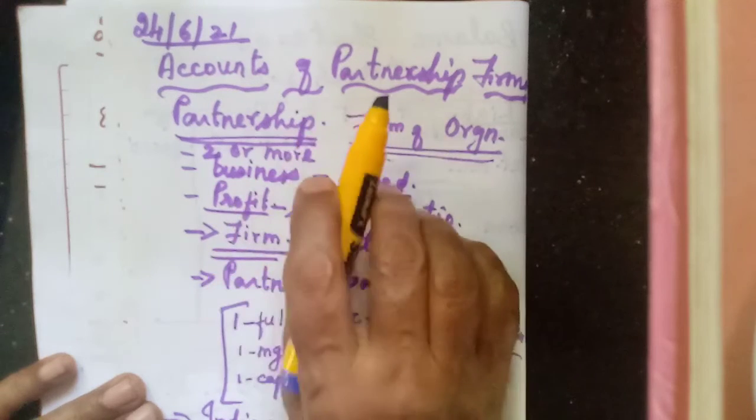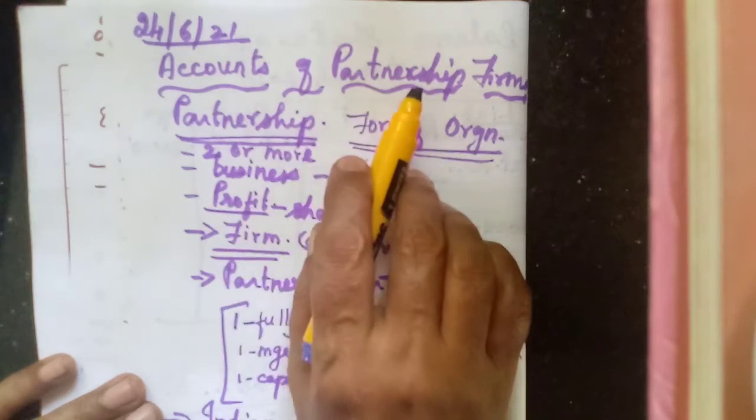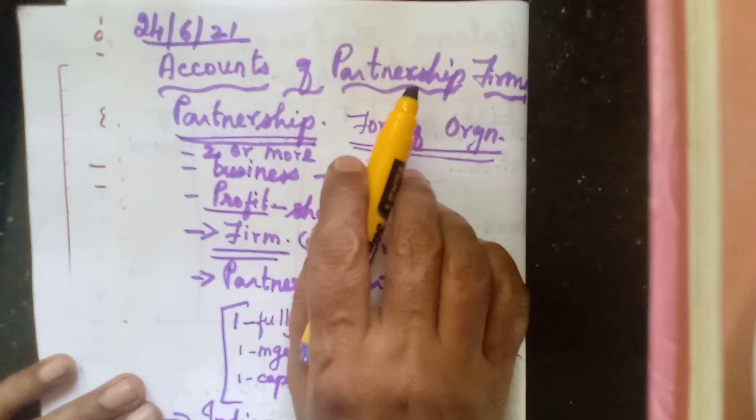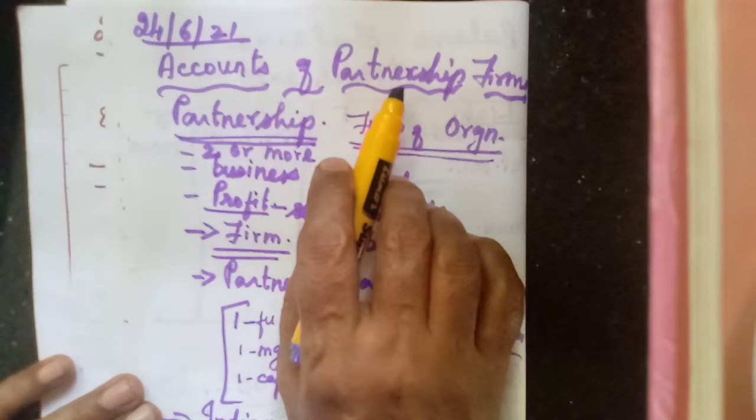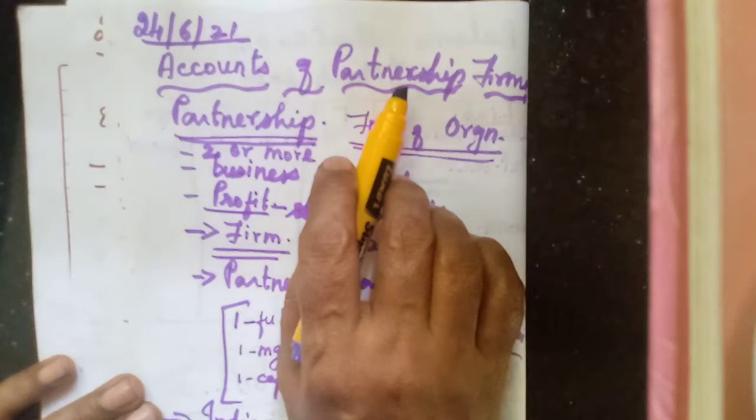Okay, first we should know what is partnership. Partnership is what you have studied in 11th standard. It means 2-3 partners or persons join together to do a business in order to share the profit or loss from the business carried on.